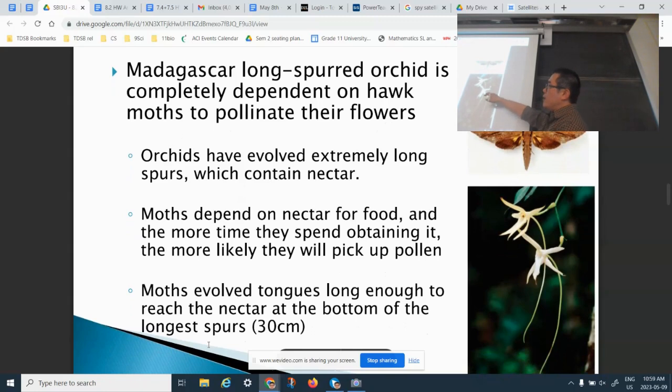The moth will get the nectar for food. So in this case, they both evolve together. The orchid evolved to have longer and longer spurs, which contain the nectar. The moth will have a tongue length that's just right to reach the bottom of the spurs. Okay. So this is an example of mutualism, where both evolve closer and more codependent on each other. Any questions to that?